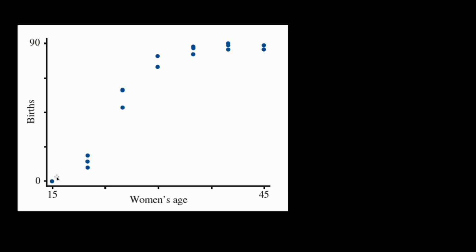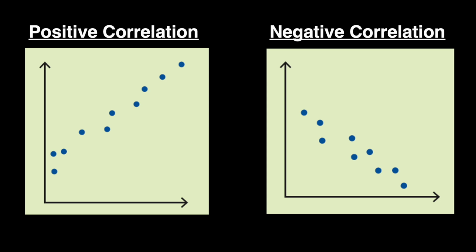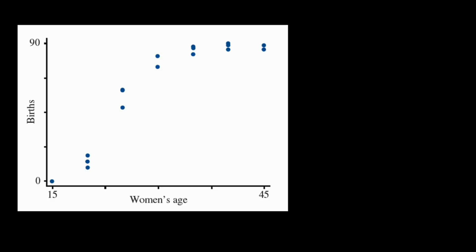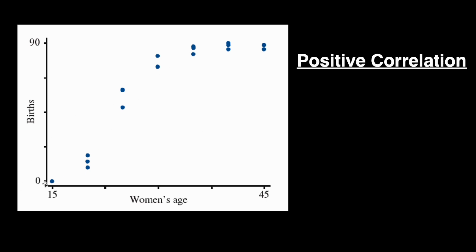Looking at this one, we need to describe this graph here. I'm going to start by describing whether it is positive or negative. Looking at this graph, is it positive or negative? Well, we can see that it's definitely going up. It's not going down, so it is positive.